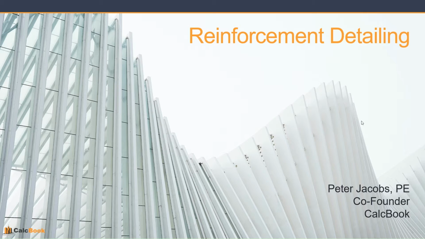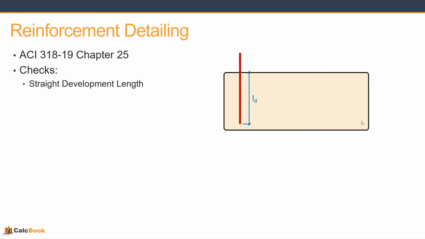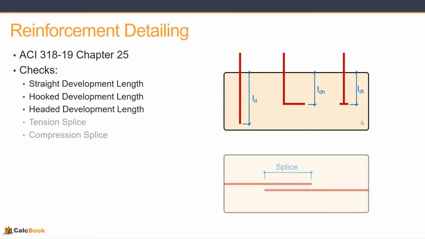CalcBook has a feature which allows you to run different scenarios based on ACI 318, Chapter 25, allowing you to determine development lengths, splice lengths, compression lengths, all that sort of stuff. The things that CalcBook can check for you are a straight development length, hooked development length, a headed development length, and also tension and compression splices.